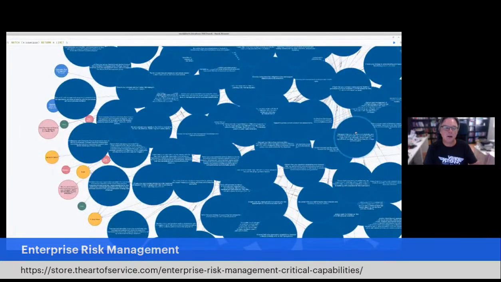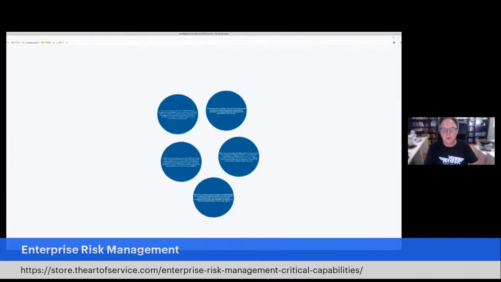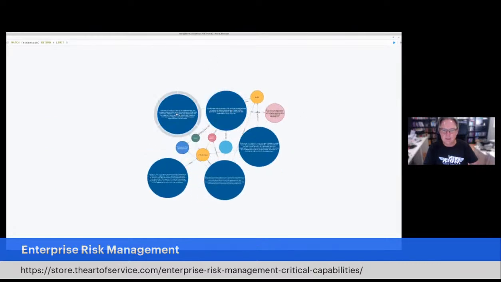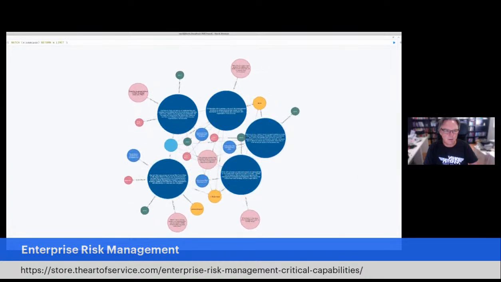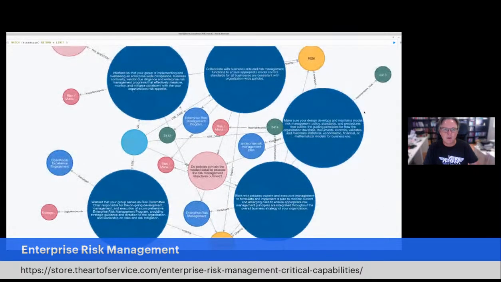And I can go like, that's too much. I only want to have the top 5 here. I don't want to see anything more. Now, what do we actually see here? What are the 5 highest prioritizations for enterprise risk management? Let's just zoom in a bit.